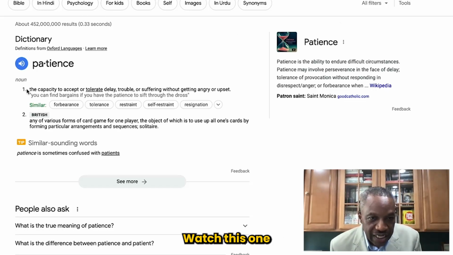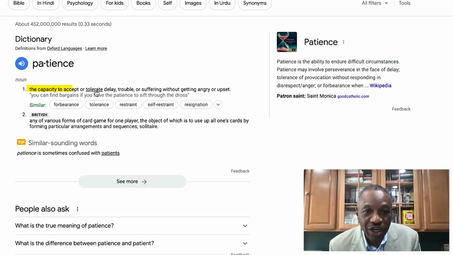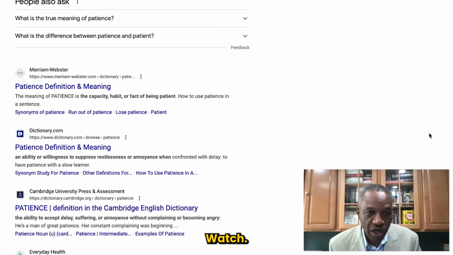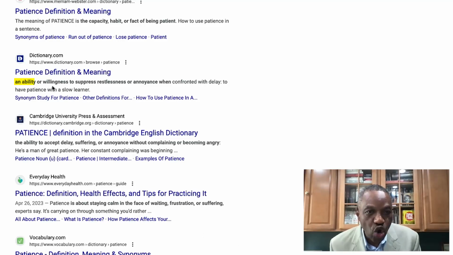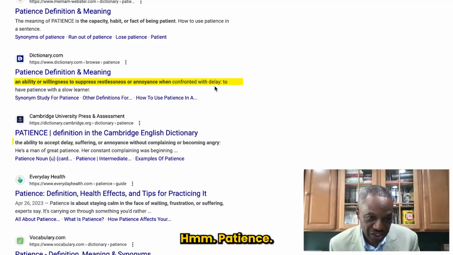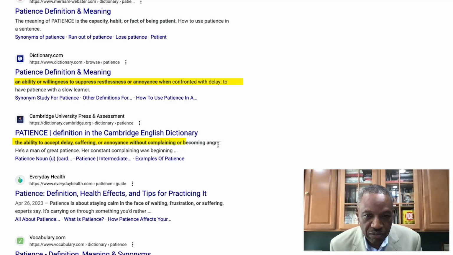Watch this one. The capacity to accept or tolerate delay, trouble, or suffering without getting angry or upset. Patience is the capacity, habit, or fact of being patient. It's what patience is. An ability or willingness to suppress restlessness or annoyance when confronted with delay. The ability to accept delay, suffering, annoyance without complaining or becoming angry.